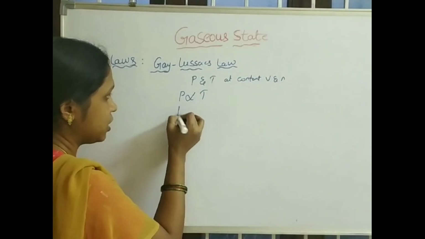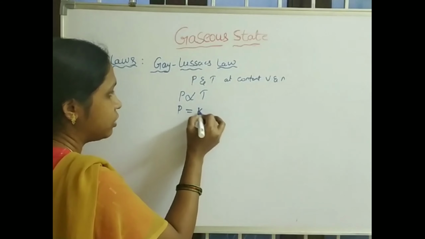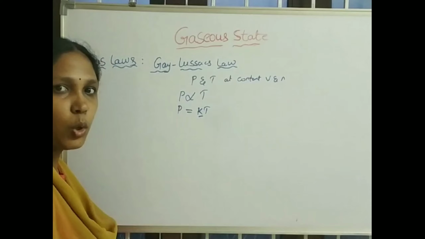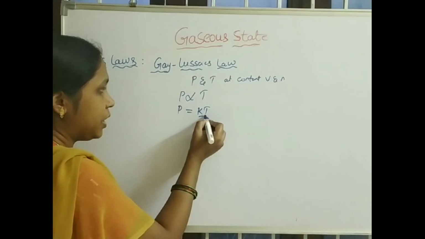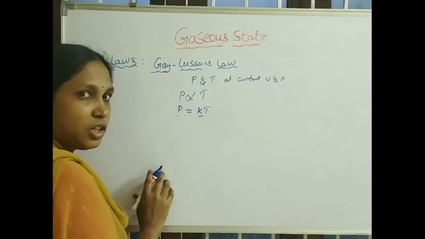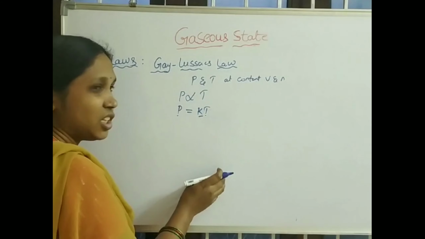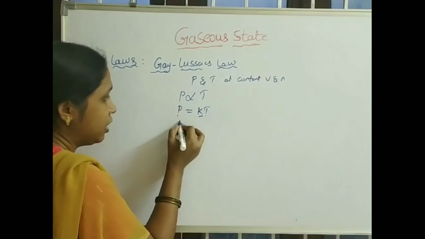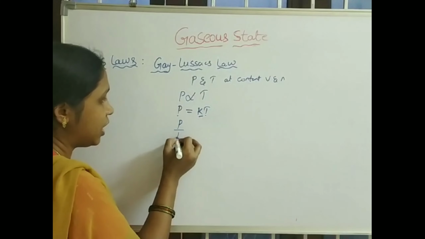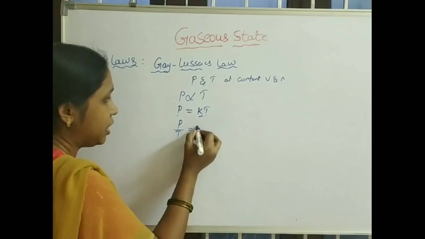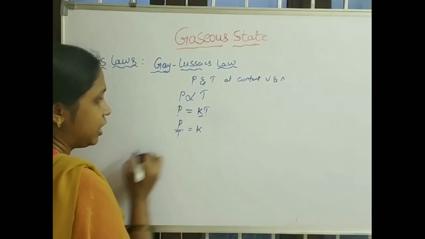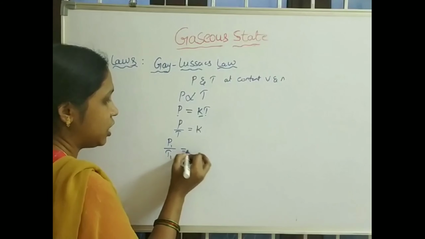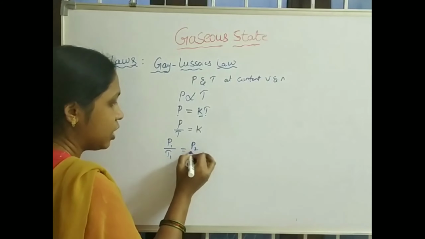of moles. P equal to K into T. Here K is a proportionality constant. If the temperature increases, pressure increases. If the temperature decreases, pressure of the gas decreases. Take T to the left side, P by T equal to K. So the division of pressure and temperature is always constant.